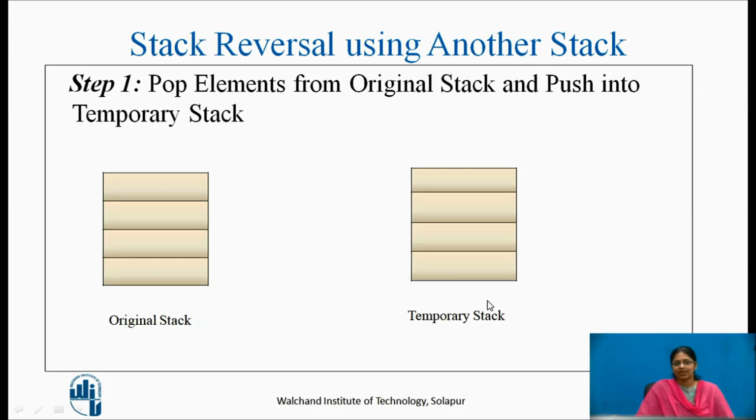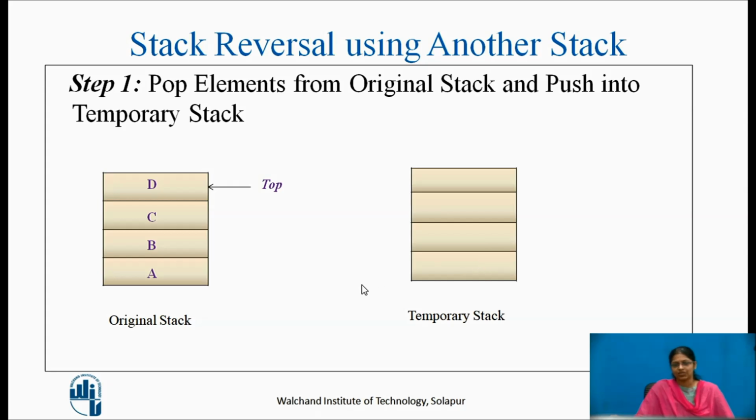Let us see the stack reversal using another stack. The first step is to pop the elements from the original stack and push them into the temporary stack. In this diagram we can see that there are two stacks, the original stack and the temporary stack. The original stack contains all the elements, that is A, B, C, D, and the topmost element is pointed by top. Here we will first pop the element from the original stack. That element will be pushed to the temporary stack.